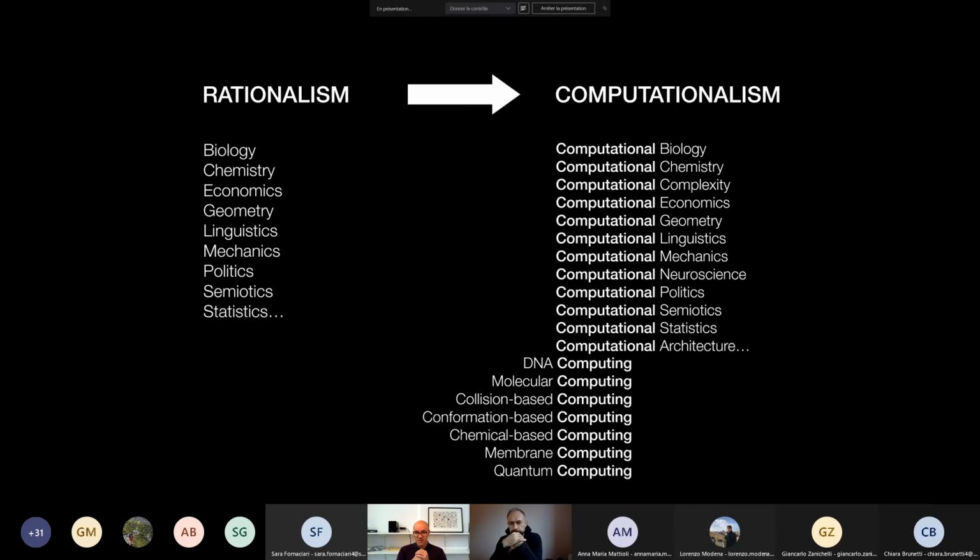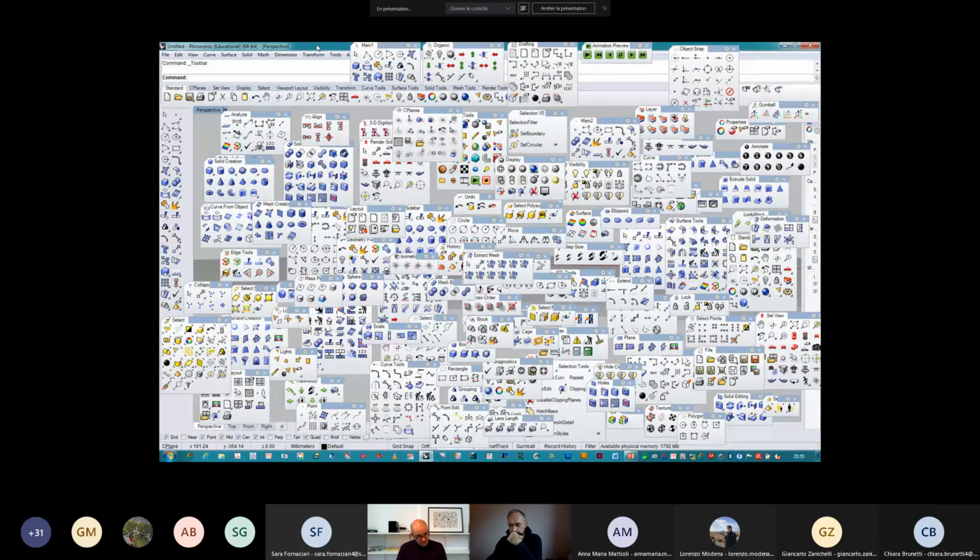Rationalism is now being replaced by something else, where the human mind, where human intelligence is superseded by computational intelligence. And because of that, I say that we enter the age of computationalism, and computationalism is about the massive and radical introduction of computers in absolutely everything we are doing. So it's a very short introduction, but that's what basically I'm interested in. So now let's be a bit more focused. Let's go to my practice.